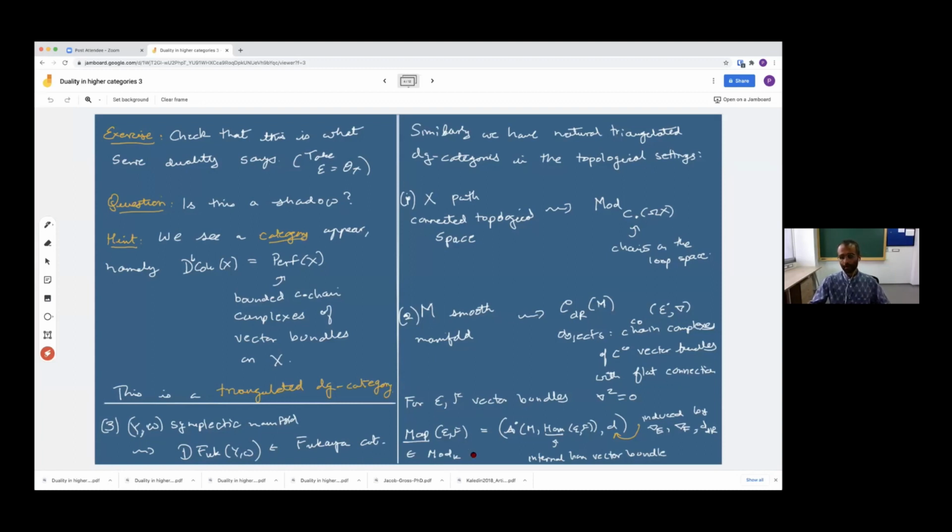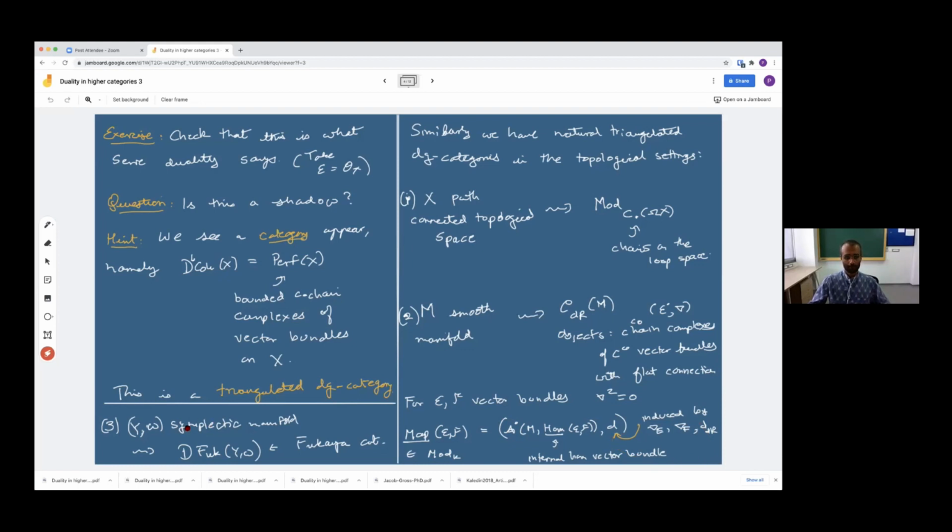And for two vector bundles, the mapping complex, the chain complex of maps, is the differential forms with values in the mapping vector bundle, Hom(E,F), with a differential D, which is the obvious differential that is induced by the two connections and the de Rham differential. There's only one natural thing you can write down here. I don't want to spell it out because I'm not going to use the formula in this talk. So for smooth manifolds, I have this category.